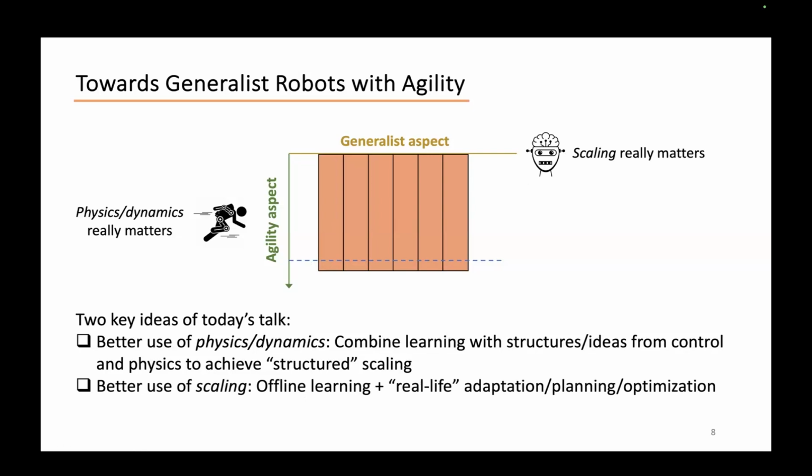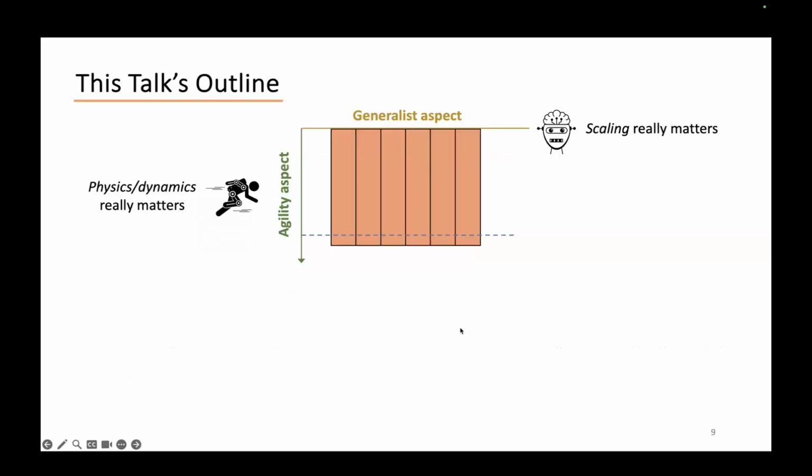Especially, I think the robot learning community has been focusing too much on offline scaling, right? Either learning from demos or Sim2Real RL. Maybe it is a good time to think about real-life scaling, right? Can we combine offline learning with some real-life learning via adaptation, planning, or optimization? Okay, this is the philosophy outline, and the technical outline is here.